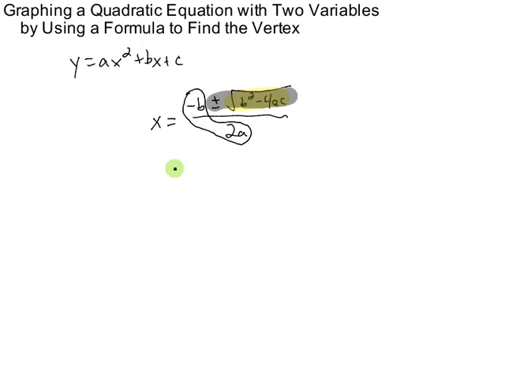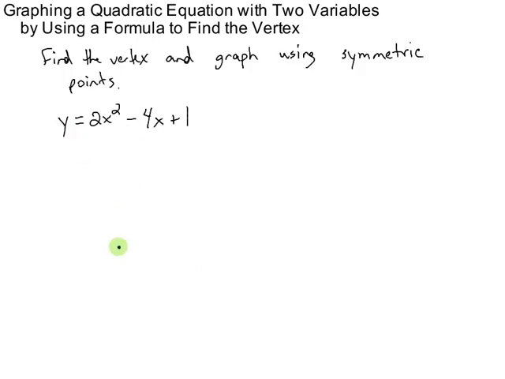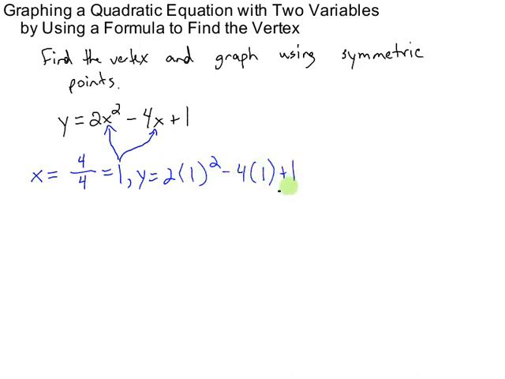So let's try to apply that. Here's a quadratic equation. I want to graph it using symmetric points, so I find the vertex. The first thing we're going to do is find the x-coordinate of the vertex. So negative b, that's positive 4, over 2a, that's 2 times 2, which is 1. So x is 1, and to find y, all you do is plug this 1 in for your x's. So y would be 2 times 1 squared minus 4 times 1 plus 1, which is 2 minus 4, that's negative 2, plus 1 is negative 1.